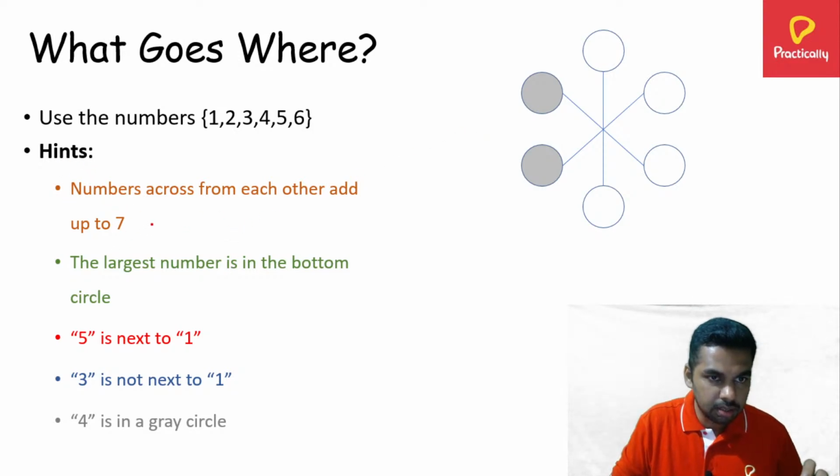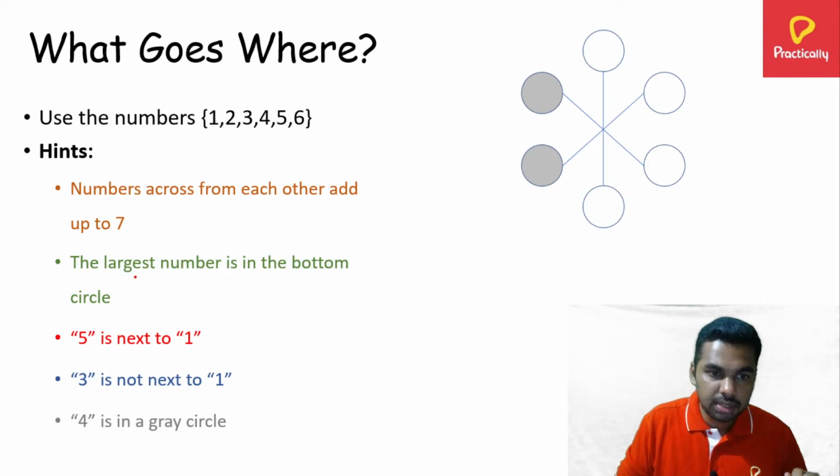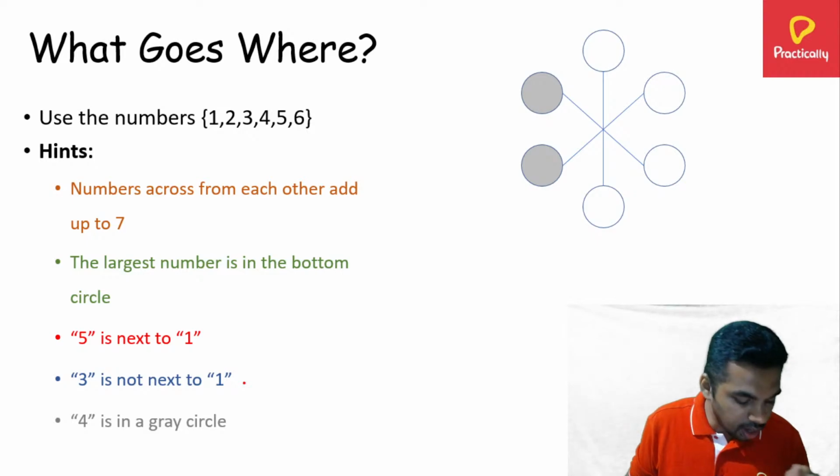So here are the hints. The first hint says the numbers across from each other add up to 7. The second hint reads the largest number is in the bottom of the circle. 5 is next to 1. 3 is not next to 1. 5 is in a gray circle. So these many hints are being given.